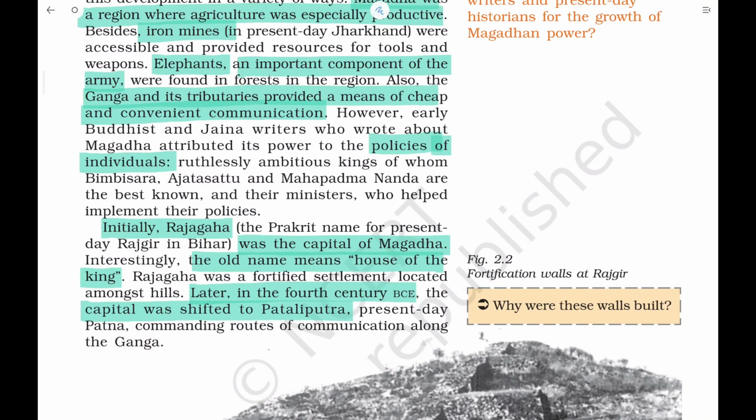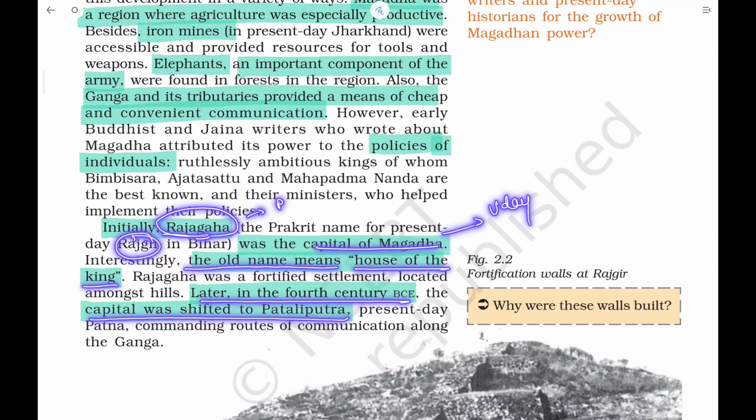Now, the best known Magadha kings were Bimbisara, Ajatashatru, and Mahapadmananda, and are best known for their ministers. Initially, Rajgah, which is Rajgir in Bihar, was the capital of Magadha. Interestingly, the old name means the house of the king. Later, in the 4th century, the capital was shifted to Patna. This I already told you. And Udayin was the ruler who shifted the capital.